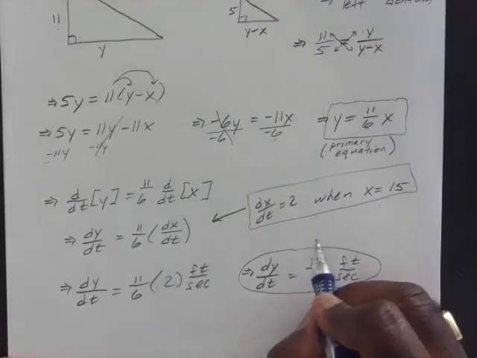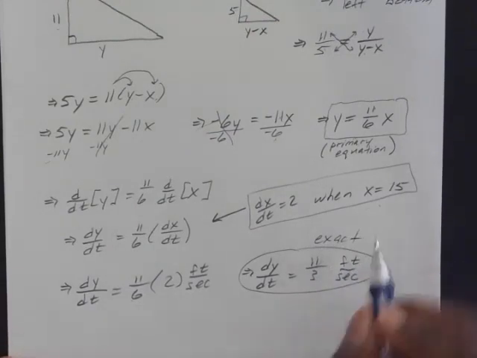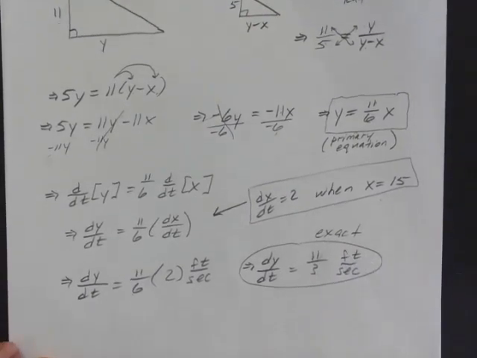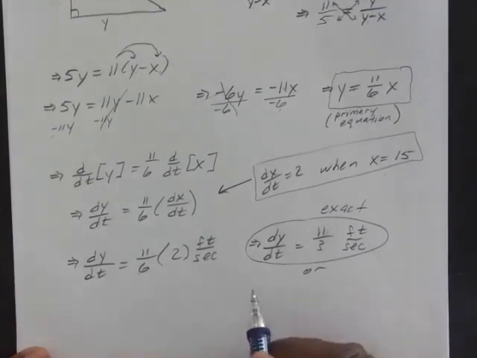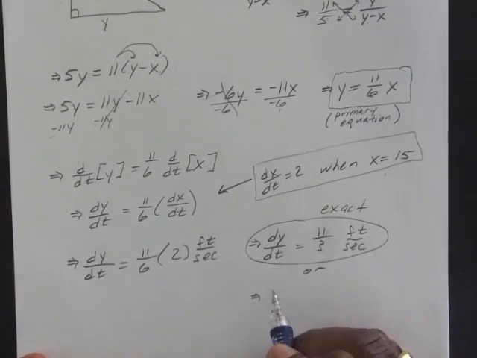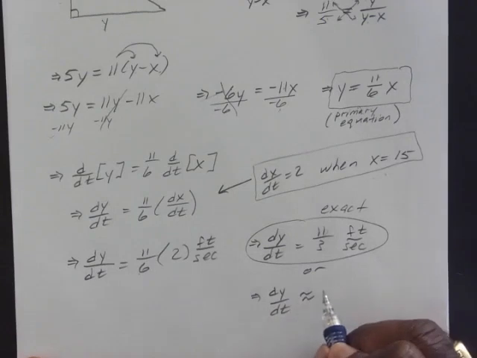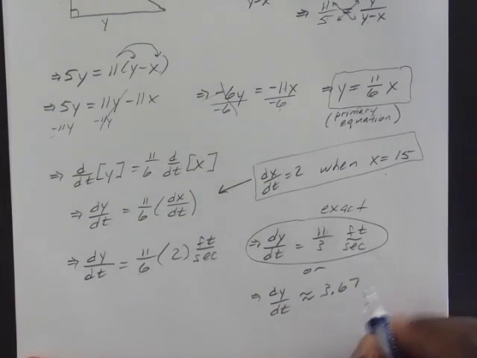And again, this is just the exact version of it. So they might say, leave your answer as a fraction or an exact form. Then you'll leave it like that. Or plug that into your calculator. It's approximately 3.67 feet per second.